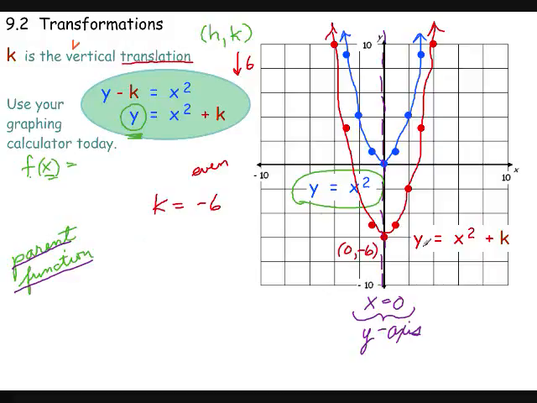So my equation here is y equals x squared. The shape has not changed. It's not wider or narrower. It has the same shape, but it's been translated down 6.